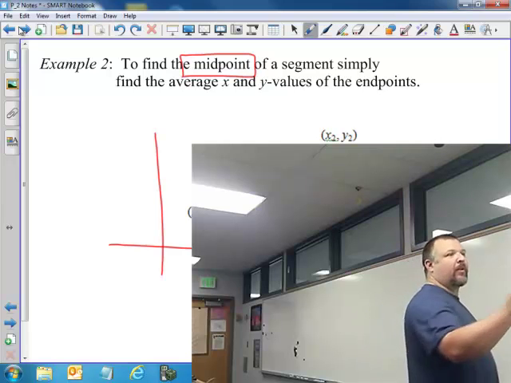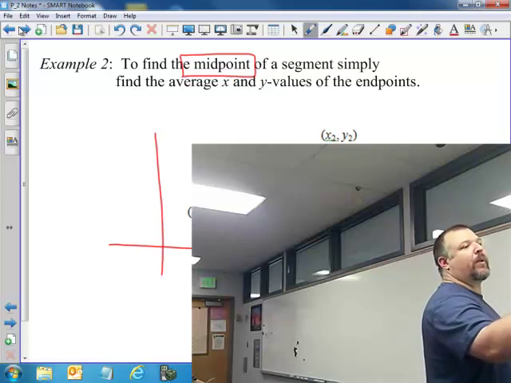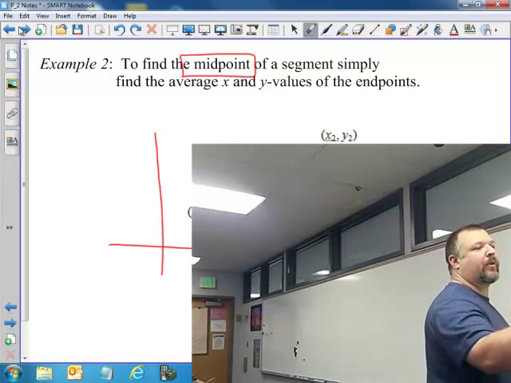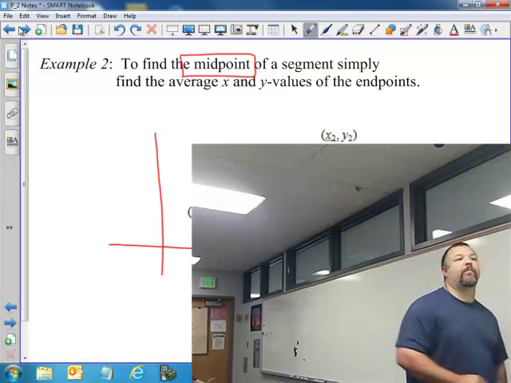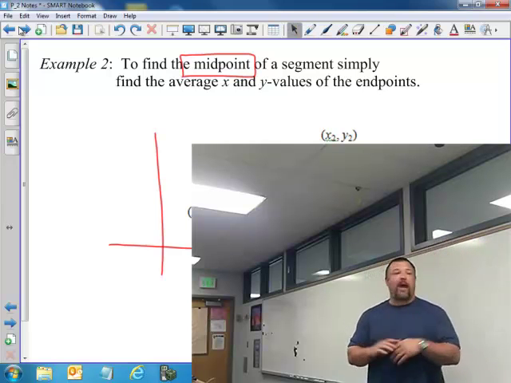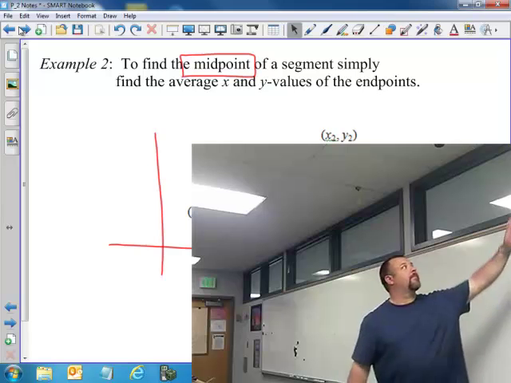Where's the middle of the y's? y1 plus y2, divided by 2. And there we go. So that's just an ordered pair. Just an ordered pair. Perfect. Average x, average y, we're done.